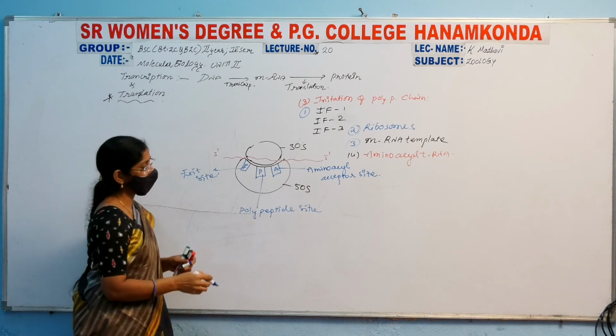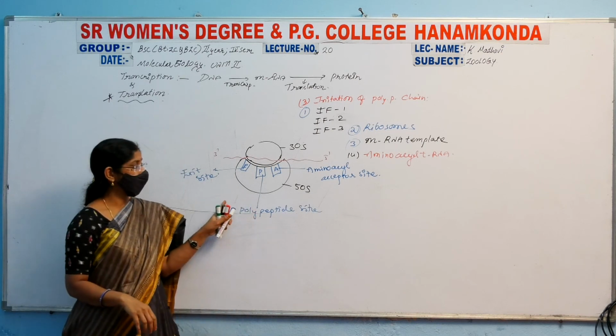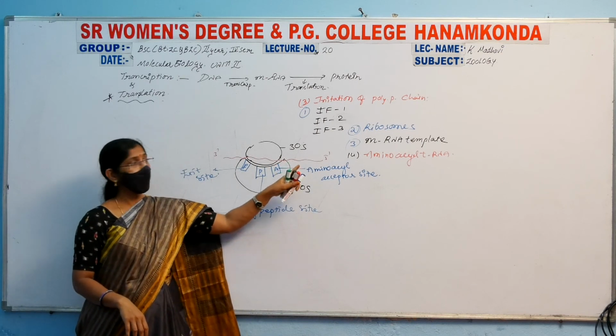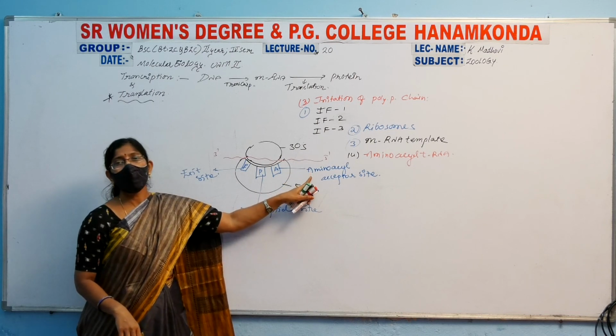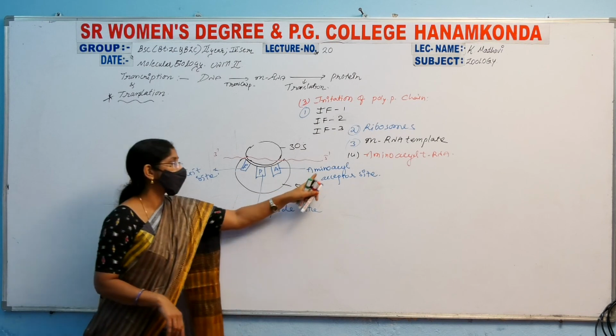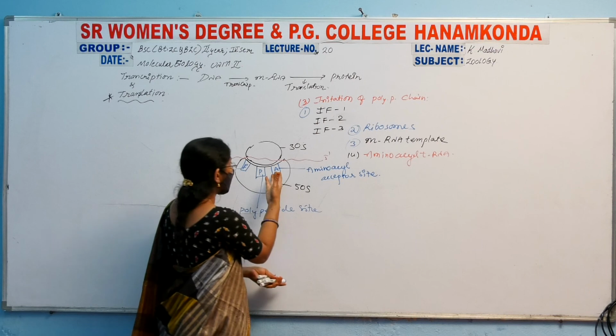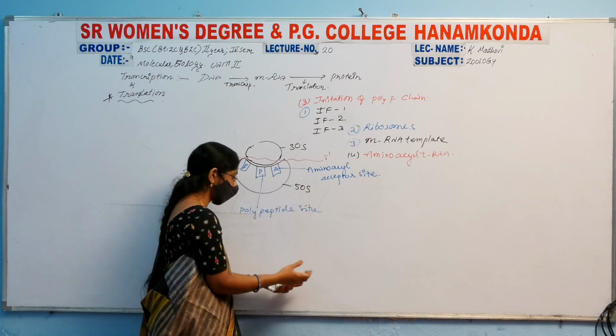Now, these three sites are the most important to know here. First, the polypeptide site. The next one is the amino acid site, where amino acids come and attach. It is the acceptor site, which means A for accepting or attachment.